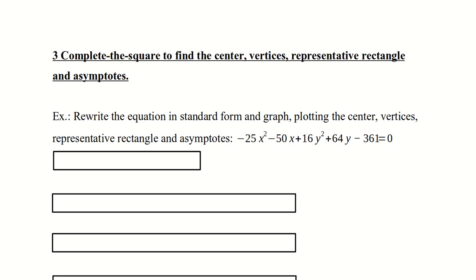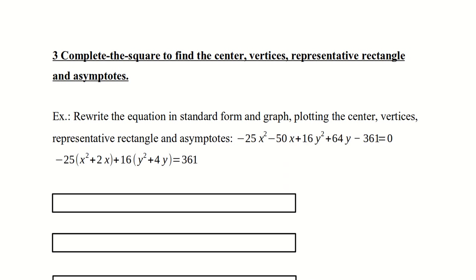Okay, our last example of the entire semester we're going to rewrite in standard form. We're going to graph, we're going to plot the center, the vertices, the representative rectangle, and the asymptotes. So the first thing that I notice here is that -361. It's on the wrong side. It looks like there's linear x and linear y terms, so there's going to be a lot of factoring. We're going to have to factor the -25 out of the x terms, and we're going to have to factor the 16 out of the y terms. So let's do those three things.